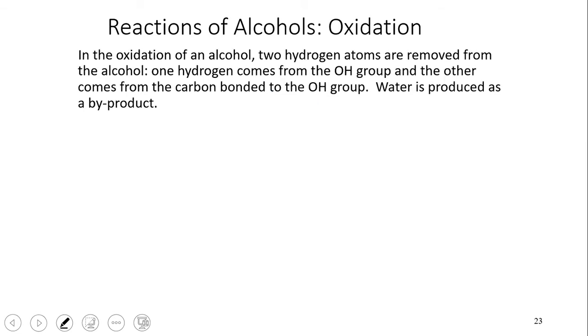Another group of reactions of alcohols involve oxidation. In the oxidation, one way of visualizing is you're going to start with the alcohol, you're going to take out two hydrogen atoms. One of them is going to come from the OH group itself, and the other one is going to come from the carbon where that OH group is attached. The product is going to be water, and the other product is going to be a compound where the carbon has a higher oxidation state.